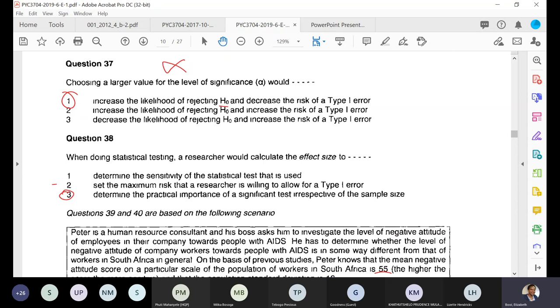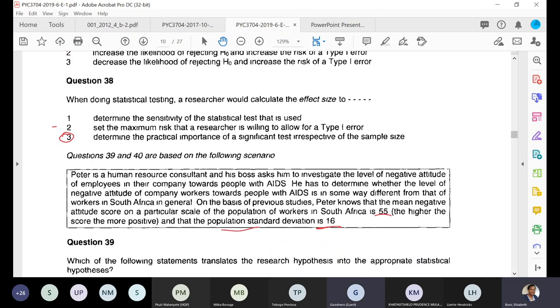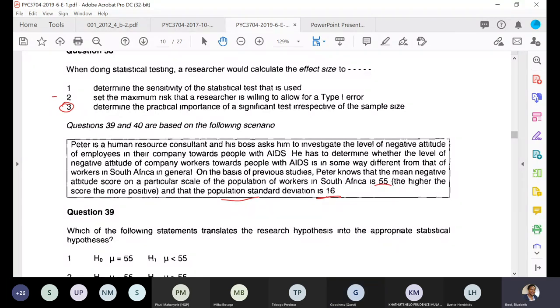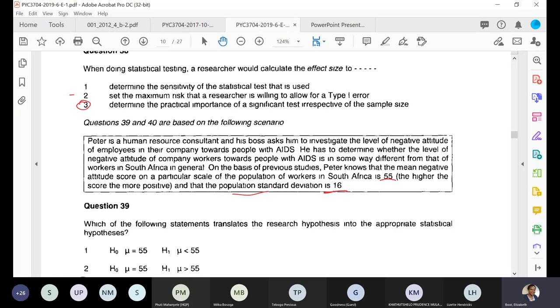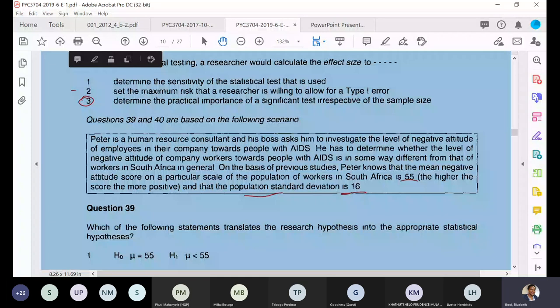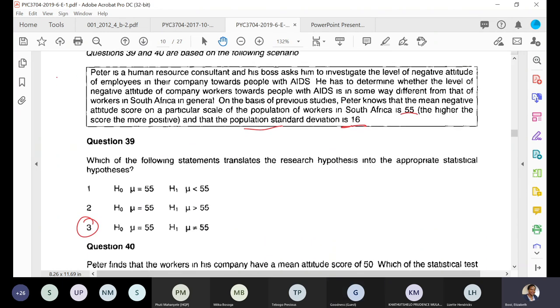Choosing a larger value of level of significance, which is alpha, would increase the likelihood of rejecting the H naught, and it will increase the risk of creating a type one error. When doing statistical testing, a researcher would calculate the effect size, and with the effect size we want to check also the statistical significance of the test. So you check whether the effect is small, medium, or large. To set the maximum risk, that is the significance, type one error, and the sensitivity of the test is determined by the power of the test. Okay.